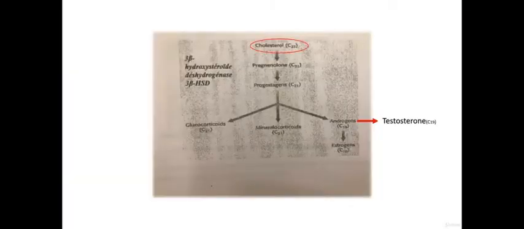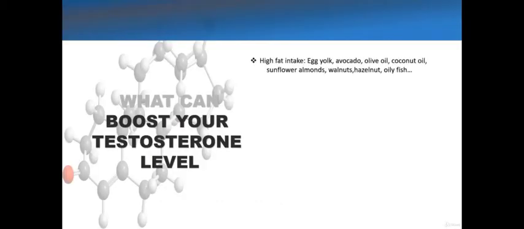As you know, the testosterone precursor is cholesterol. So a high fat intake raises your testosterone level. So eating healthy fat like what's found in egg yolk, avocado, olive oil, coconut oil, sunflower, almonds, walnuts, hazelnuts, and oily fish like tuna, salmon, and sardines is good.